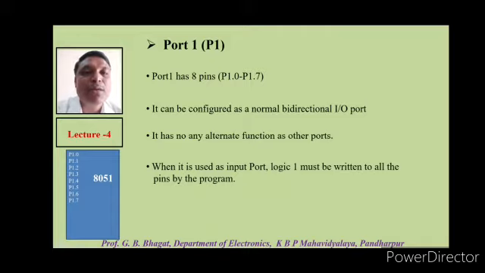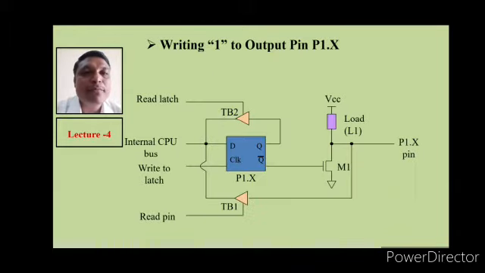Next, when it is used as an input port, then logic 1 must be written to all the pins by the program. That is, for 8 pins we should write the data FF on this port through the program. Let us see how logic 1 will be sent at the output, or writing 1 to the output pin of port 1. For that, this is the internal structure of a port 0 pin or port 1 pin, which consists of one D flip-flop, then 2 controlled buffers, 1 switch as M1 and load L1.